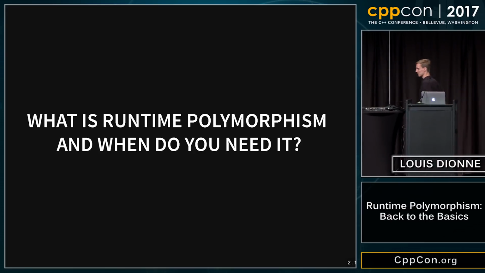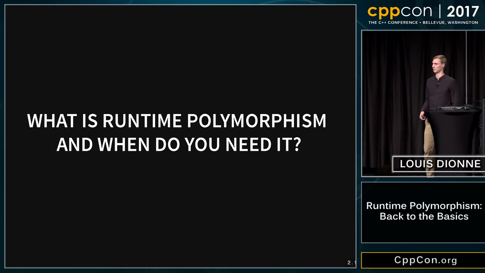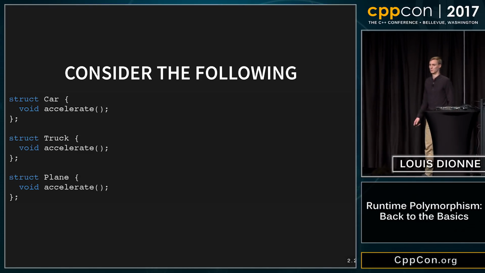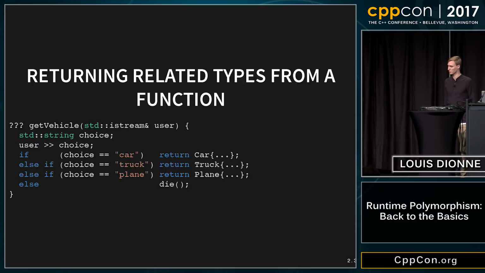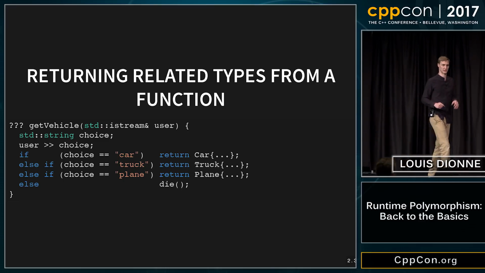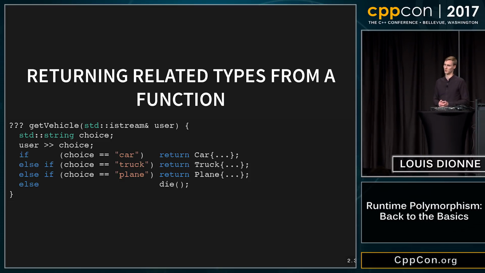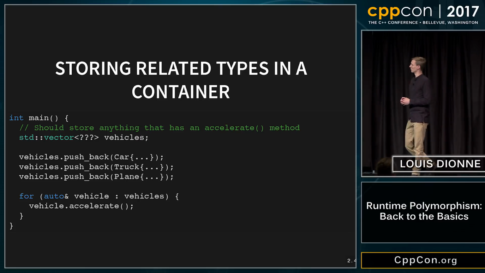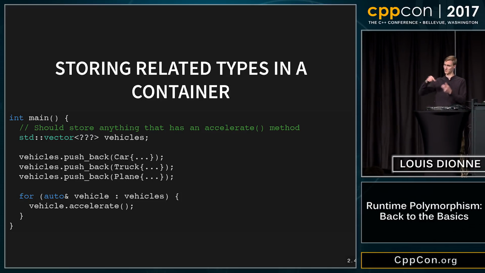As a short refresher, I expect that most of you know what runtime polymorphism is, but let's get a small refresher. Imagine you have a set of types, all related by their interface in some way, and you want to return them from a function based on some runtime condition, in this case some user input. So I don't know exactly what type I'm going to be returning. I can only return one type from the function, so I need some kind of erasure to coerce all these types into a single type. Or if I want to store objects of these different types in a container, I need a single type to represent all of these types. So I'm going to need some kind of runtime polymorphism there.